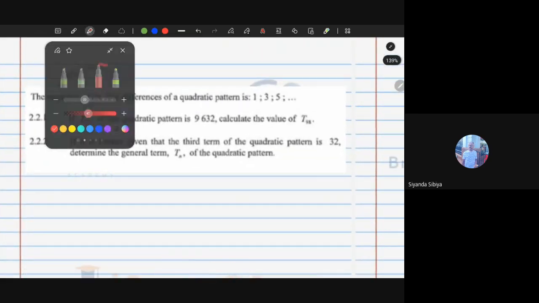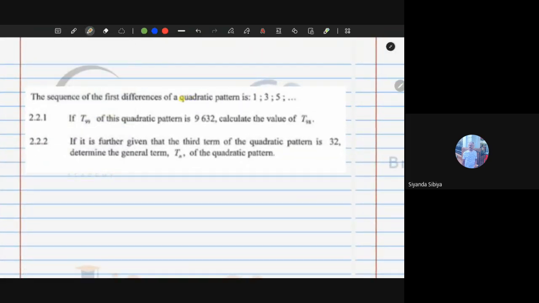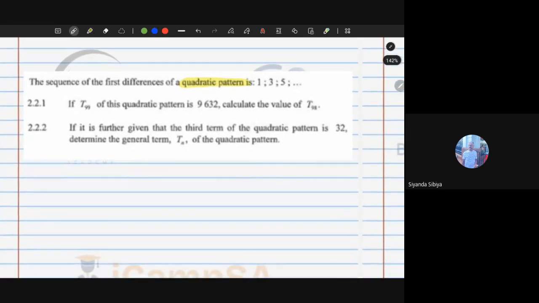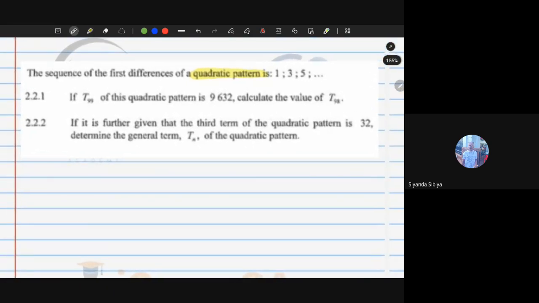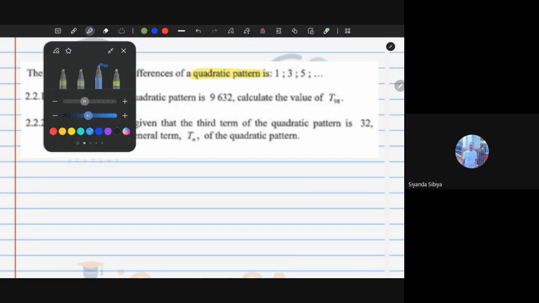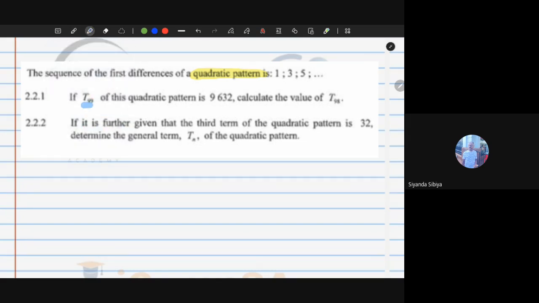So what we need to note here is that what we are working with is a quadratic pattern. The statement reads, the sequence of the first differences of a quadratic pattern is given by that. Okay. And then we are told that if T99 of this quadratic pattern is given by that, then we should calculate the term T98.